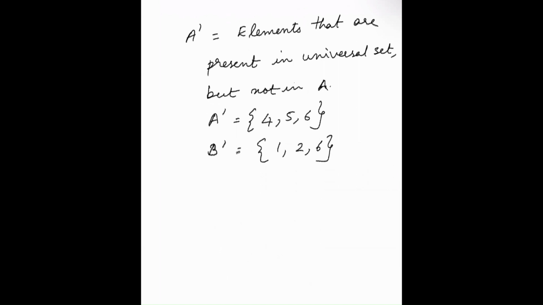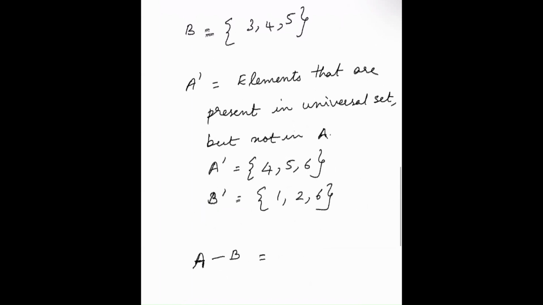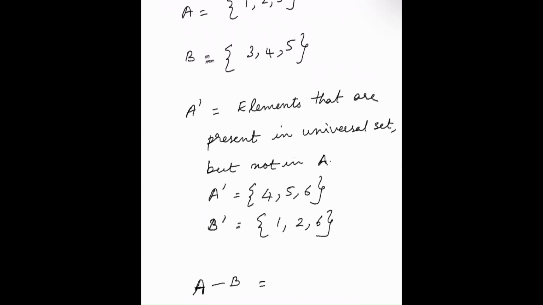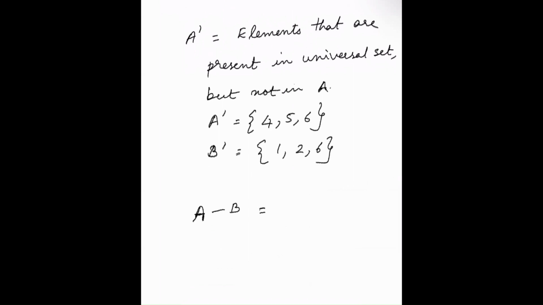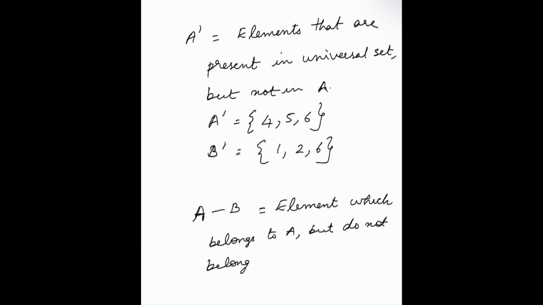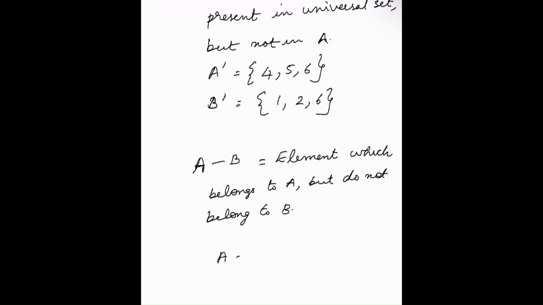If I am writing A minus B, what does A minus B mean? I'll just write down that statement. The elements which belong to A, but do not belong to B. A is 1, 2, 3. B is, what I have written, 3, 4, 5.